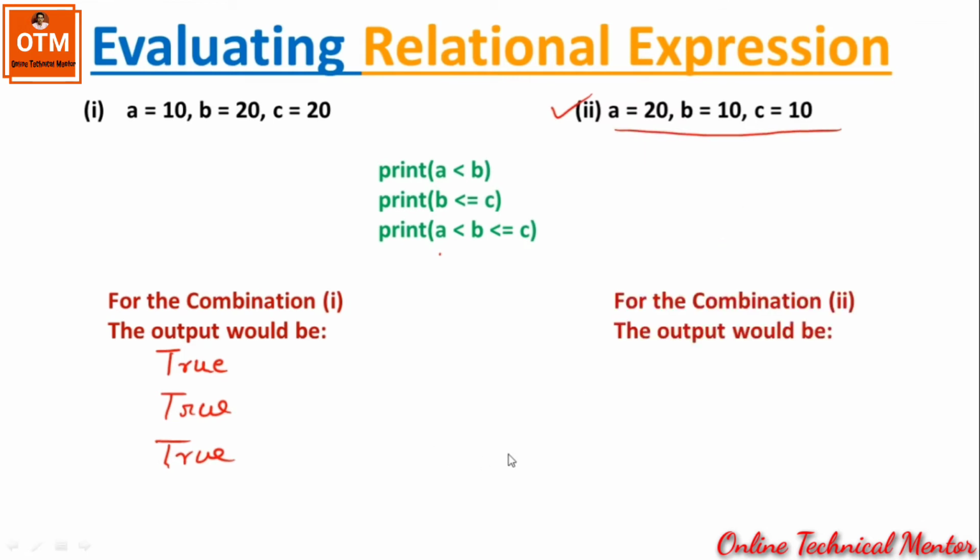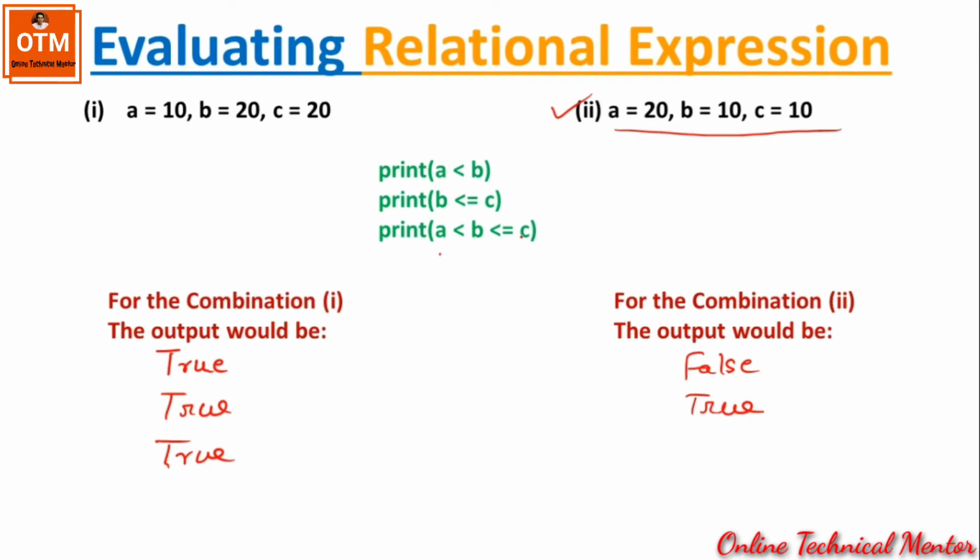For the input combination 2, where a equal to 20, b equal to 10, c equal to 10, the output would be, let us check, a less than b. a means 20, b is 10, that means 20 less than 10. No, this is not true. So it will give you false for the first statement. b less than or equal to c. b means 10, c is 10. That means 10 less than or equal to 10. It will give you true.